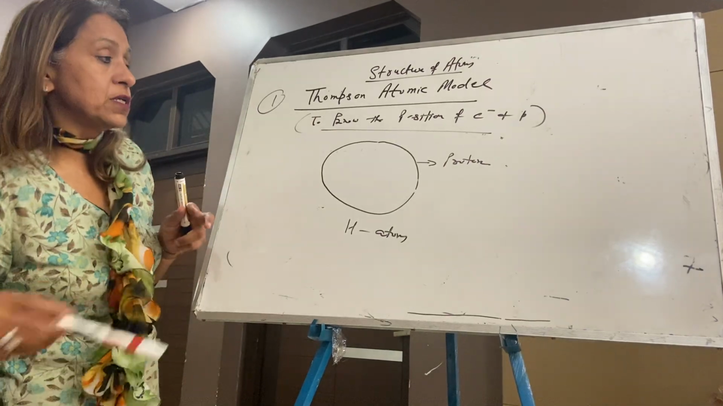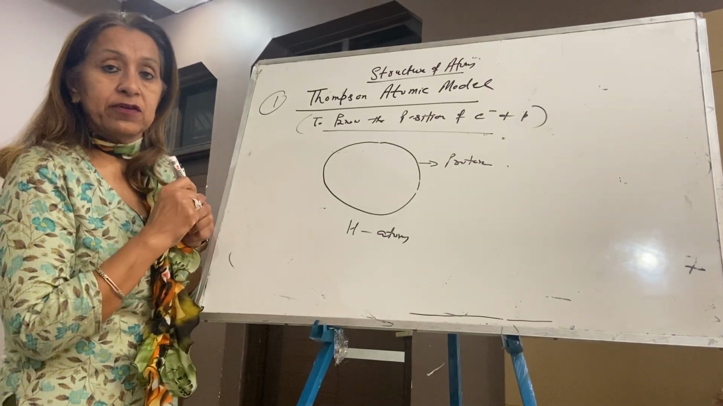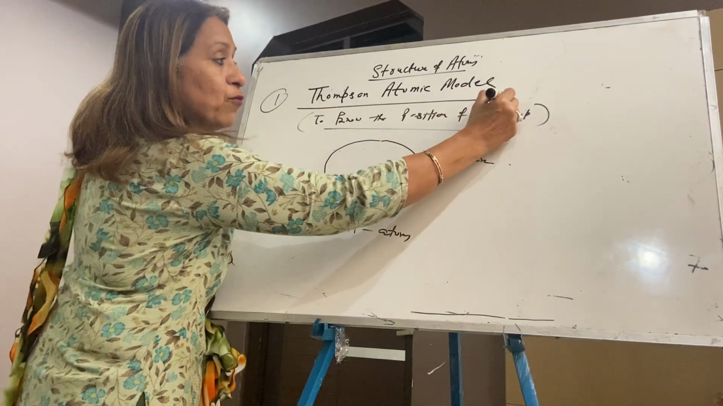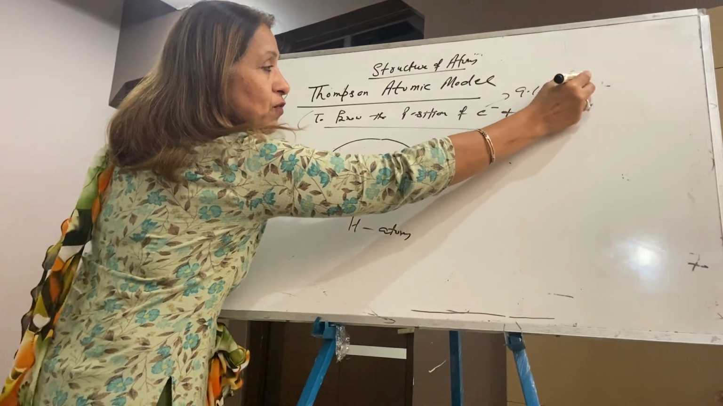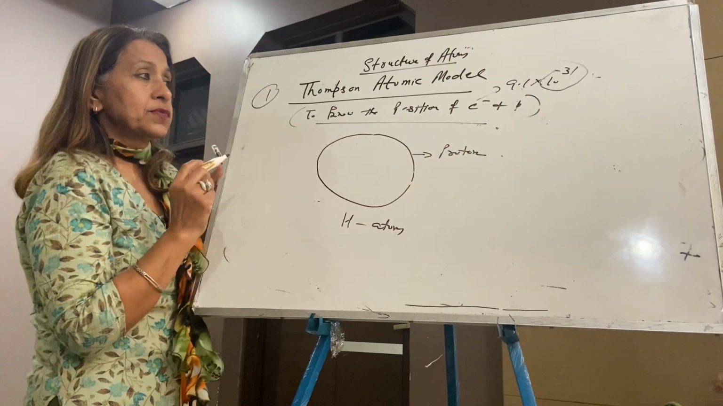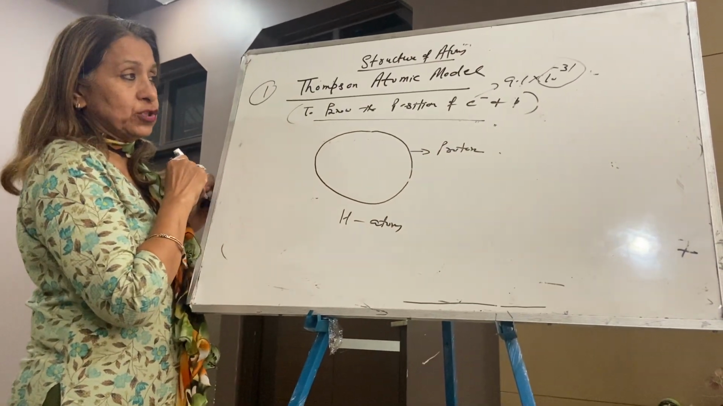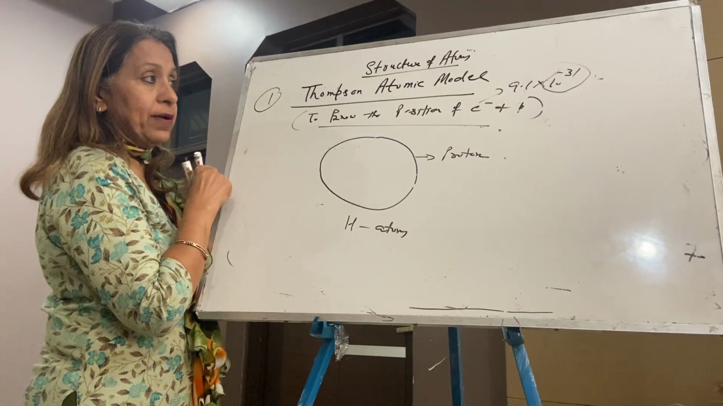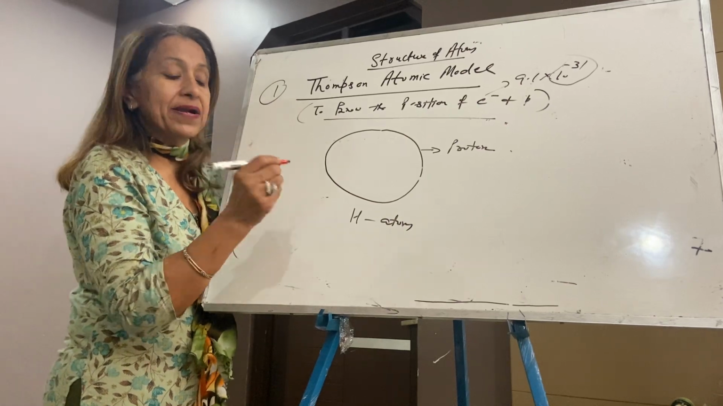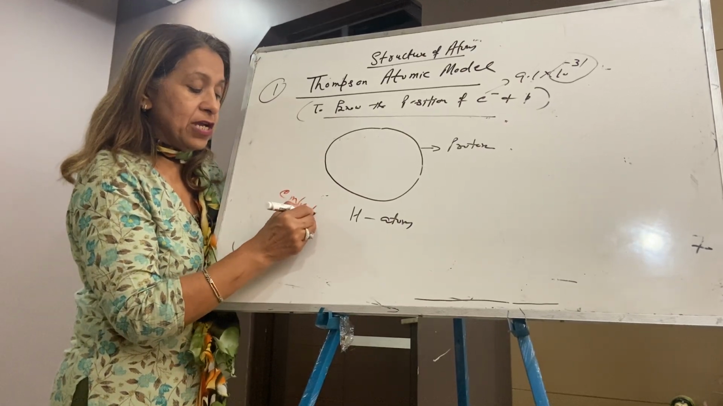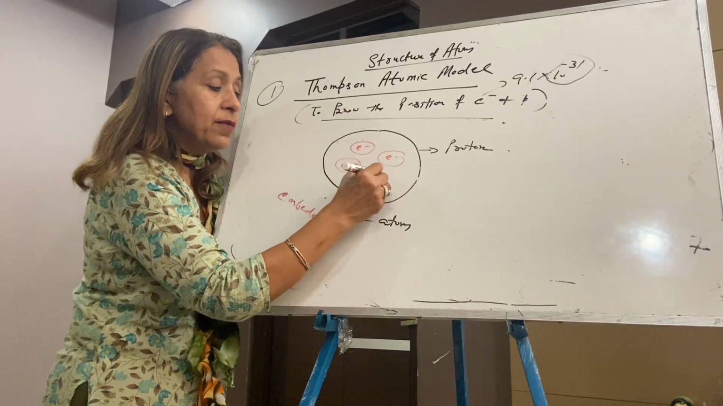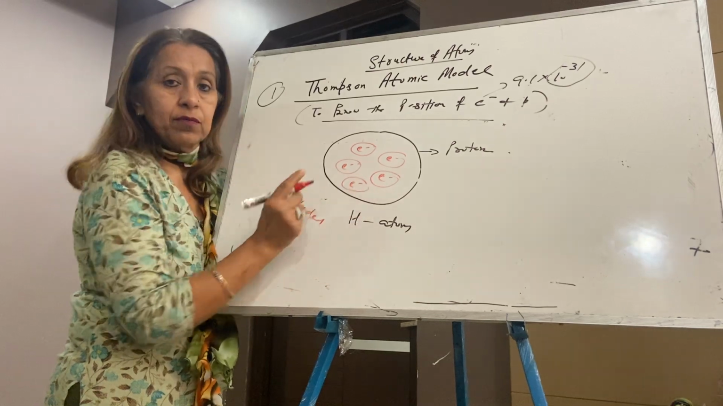Now according to Thomson, electron has a negligible weight, because electron mass, I told you in my last lecture, is 9.1 into 10 to the power minus 31 kilogram. It is approximately negligible, very small mass. That's the reason Thomson said electrons are embedded, E-M-B-E-D-E-D. Electrons, make a diagram. Electrons are embedded within the proton.